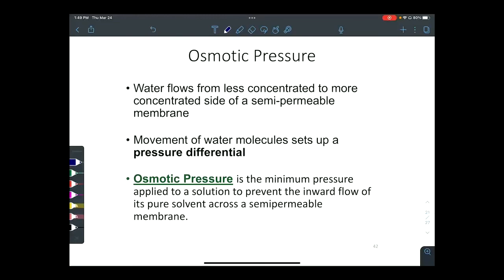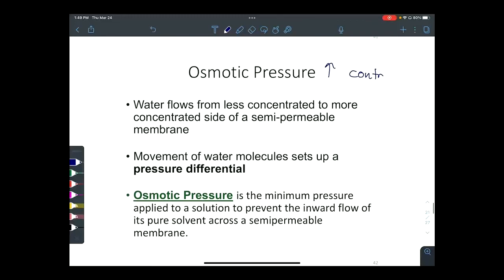So why does osmosis occur? It has to do with osmotic pressure of solutions. And I think the big idea here is that osmotic pressure increases for a solution as concentration increases. If there's one thing you take away from osmotic pressure, it's this idea: osmotic pressure of a solution increases as concentration increases. This is why water undergoes osmosis through a semi-permeable membrane.